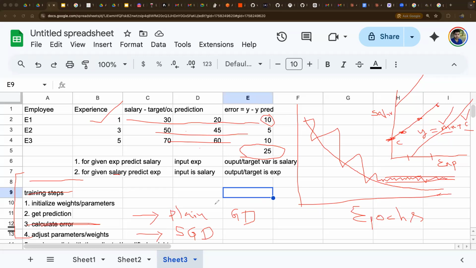But here in the first, plain gradient descent, what do we do? We calculate the errors for the complete data set. That is, we accumulate the errors. That is the proper word. We accumulate the error for the complete data set for one iteration or one epoch, and then adjust the weights. We don't adjust the weights after calculating the error for each and every data point there. So that is plain gradient descent. And another approach is where we adjust the weights immediately after calculating the error for a single data point. That is stochastic gradient descent. Another approach is mini batch gradient descent.